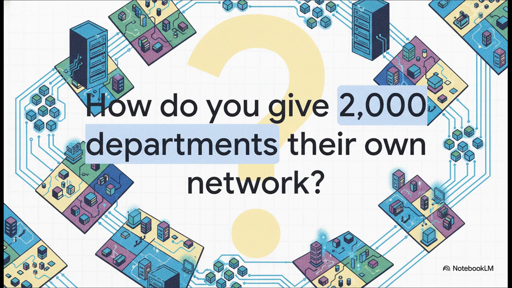All right, to really get our minds wrapped around this, let's kick things off with a huge, real-world challenge. Picture this. You are the chief network architect for some massive global company. You've got 2,000 different departments, and every single one needs its own unique network space. How on earth do you make that happen? That's exactly the kind of problem we're going to solve today.